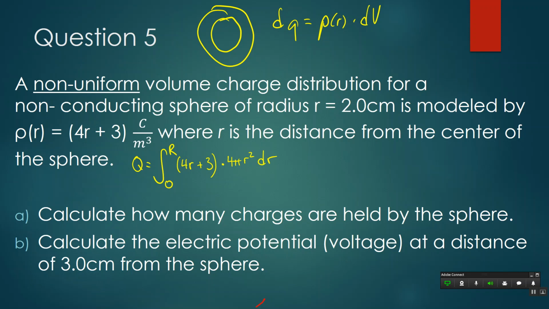Usually you write the constants as capital R, but I see that in this case in the question they wrote little r. So just to avoid confusion, I'm going to do this. No, it's not. The 4r plus 3 and the 4 pi r squared, those r's are the radius of your small spherical shell on the inside. Let me explain.